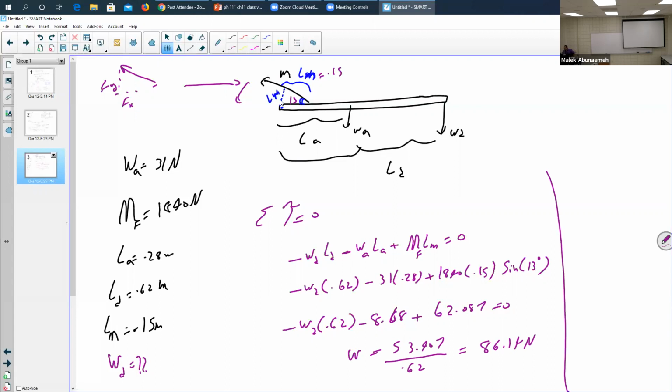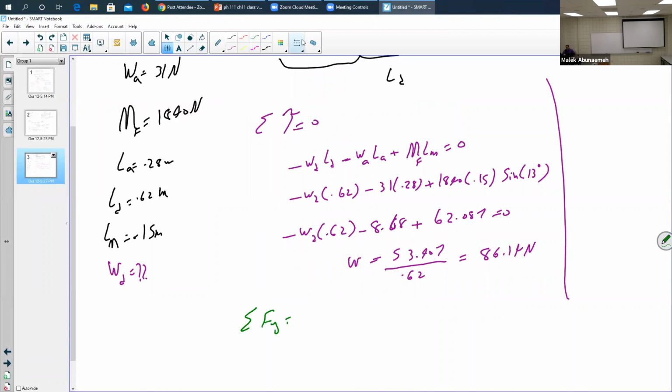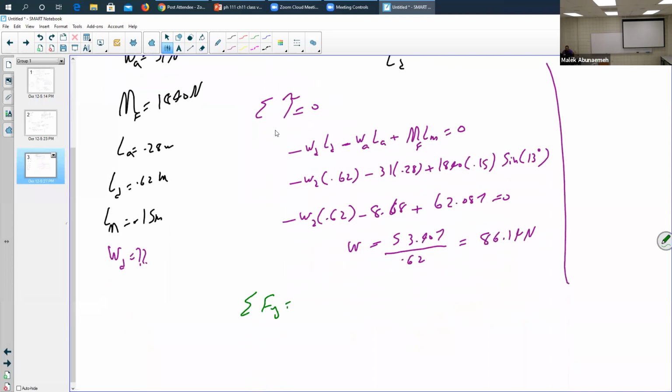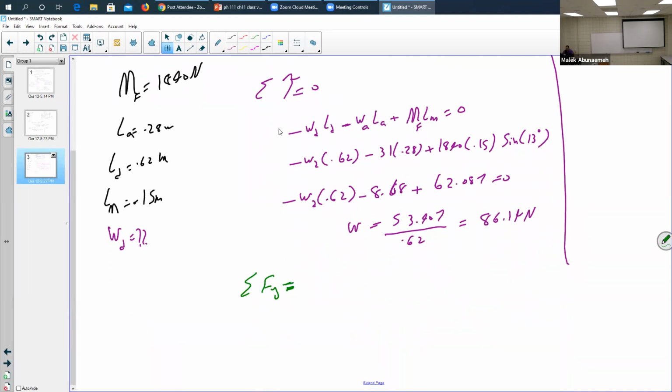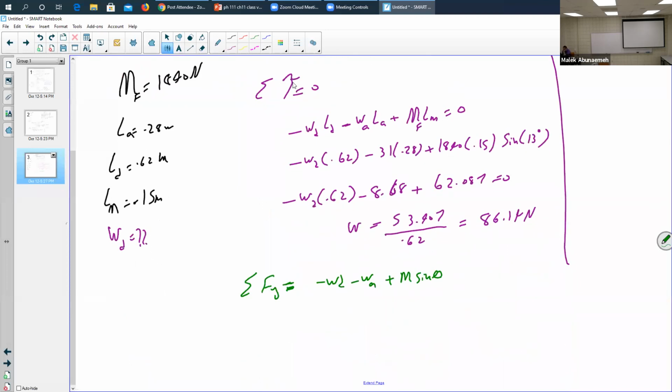Now, let's look at all the different Y forces. So what you're going to have is your WD, your WA, and then you got M going into the Y, it'd be M sine theta. So this is going to equal minus WD minus WA plus M sine theta. And again, it's on the y-axis. It's going to have to equal 0.